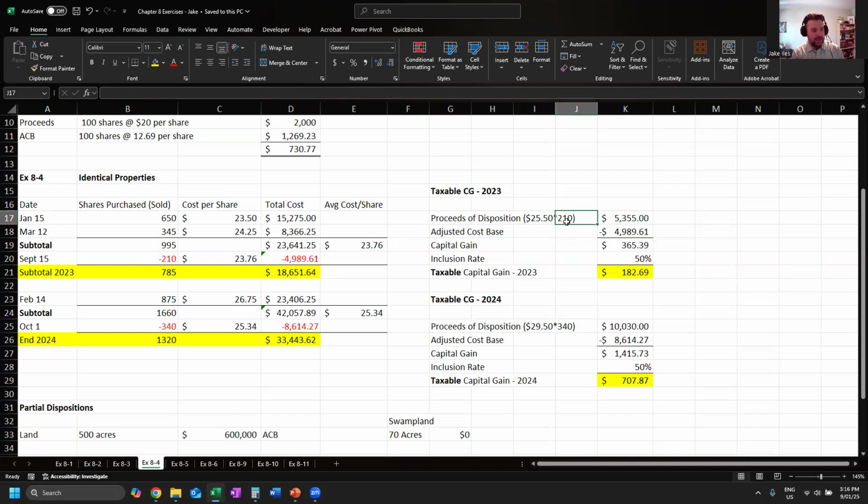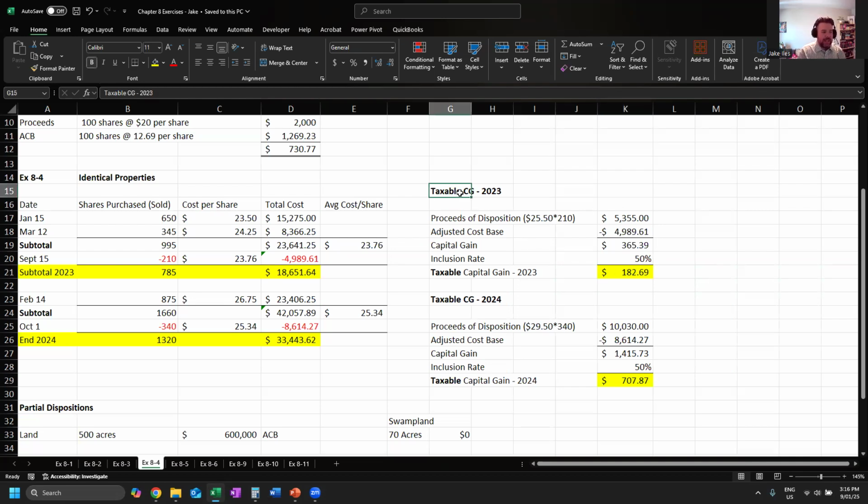When we sold the shares at $25.50, we received $5,355. That's how much money someone gave us. It cost 4,989 based on our average cost calculation. So we have a capital gain of $365. Inclusion rate of 50%. Our taxable capital gain is half that, $182.69 or $183.